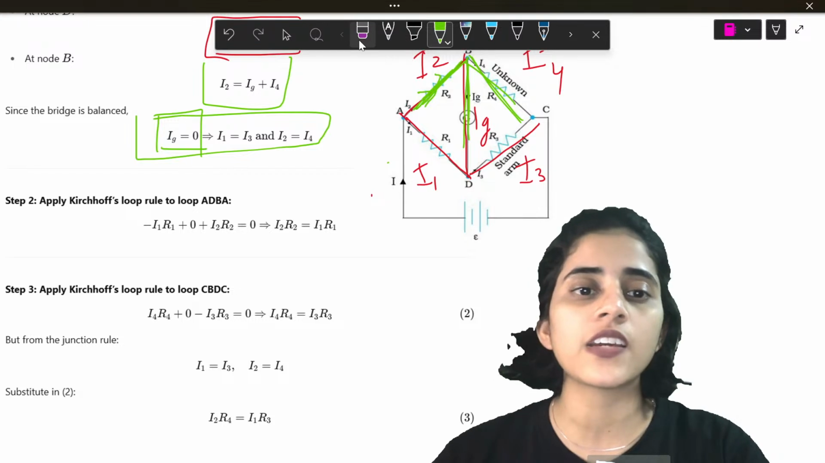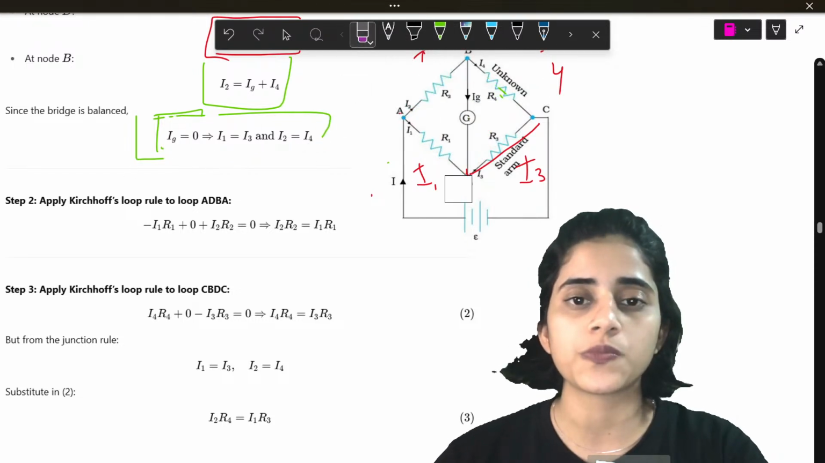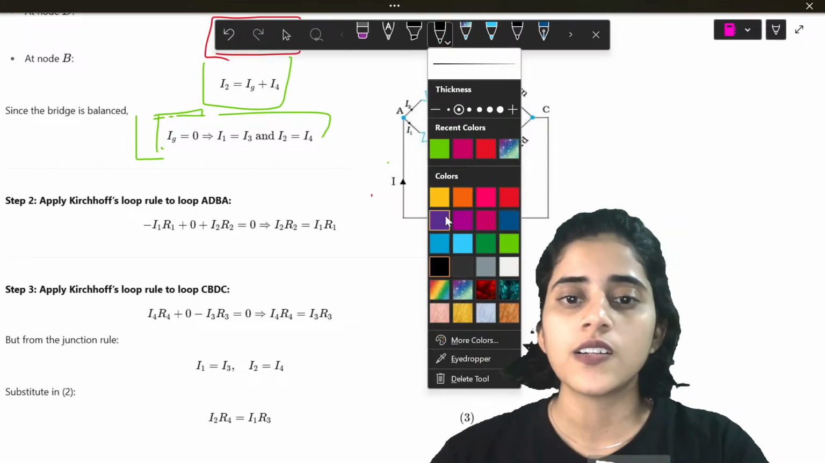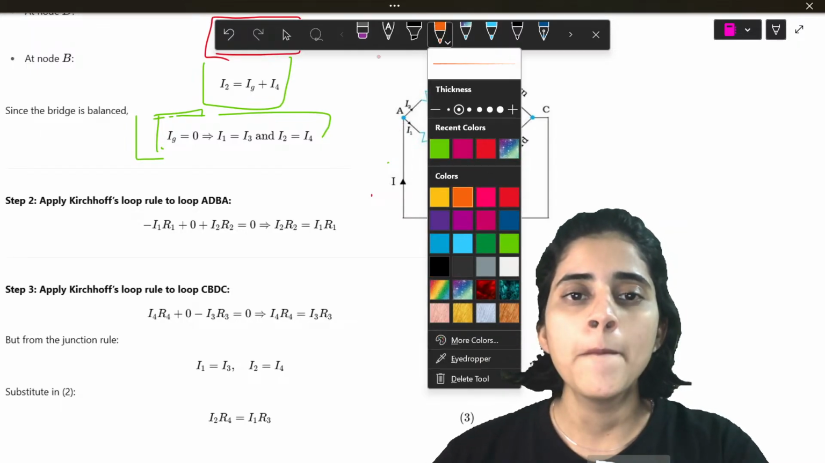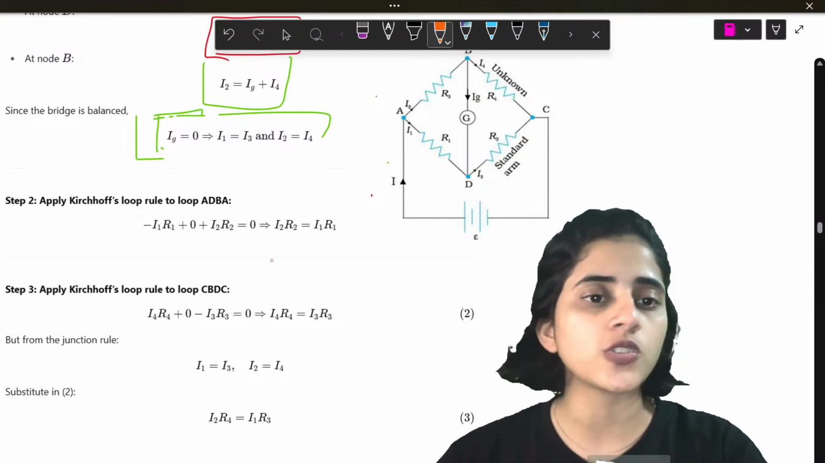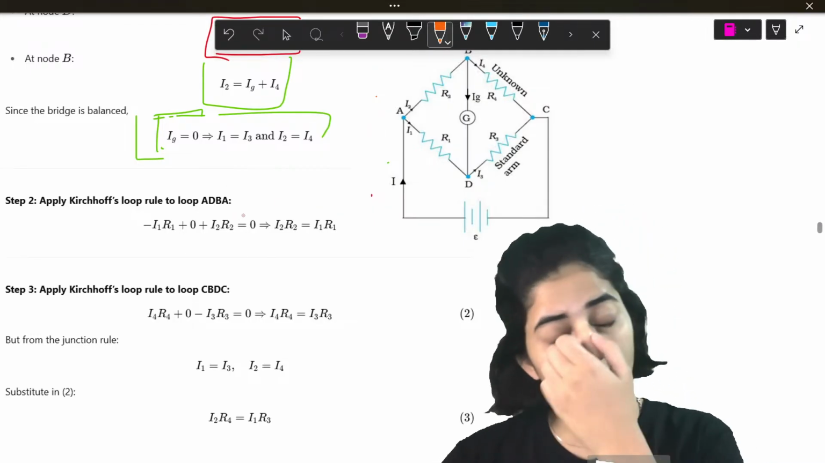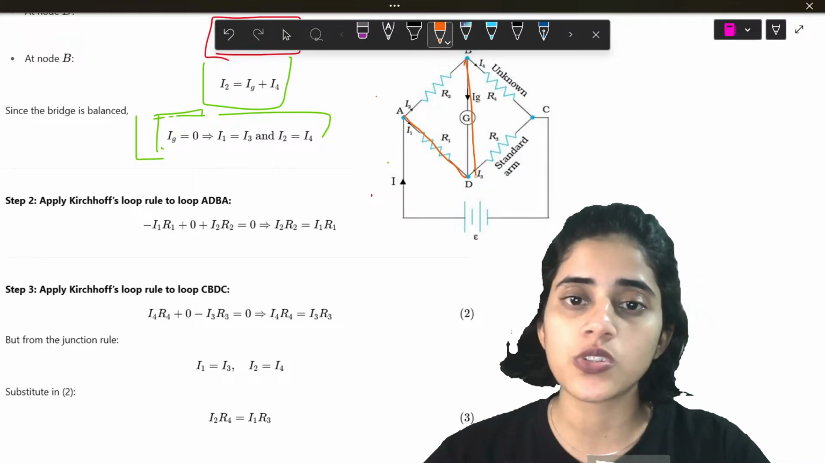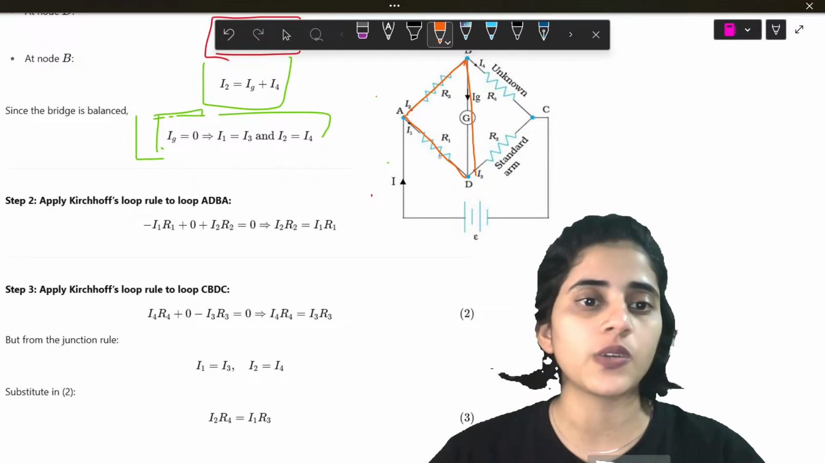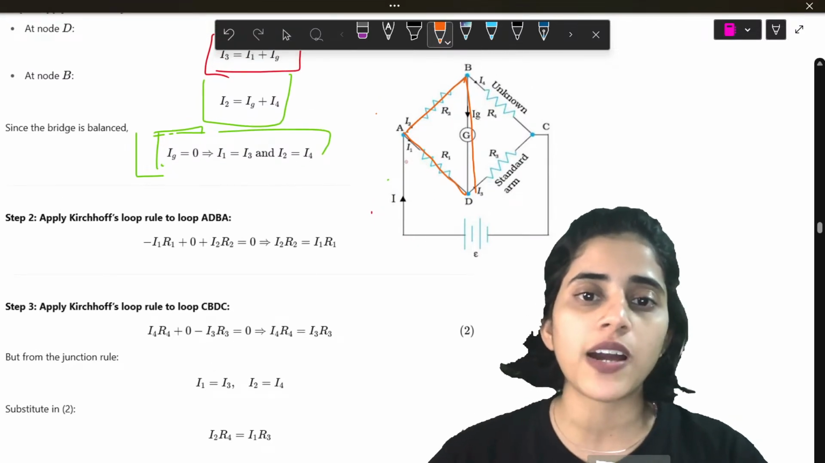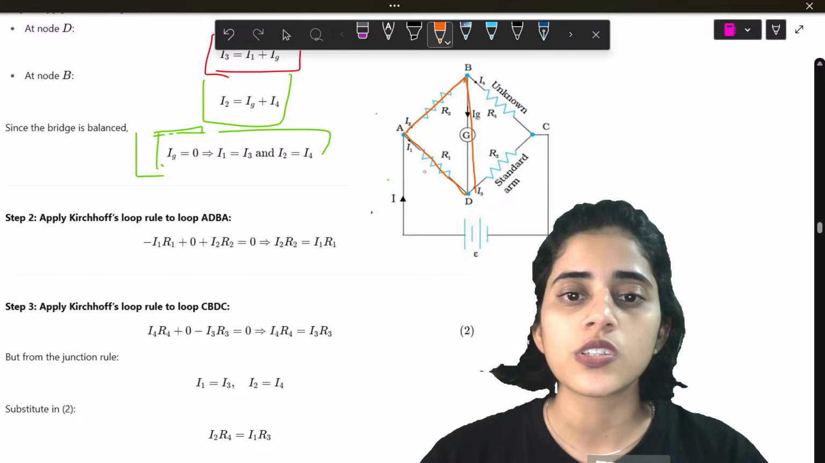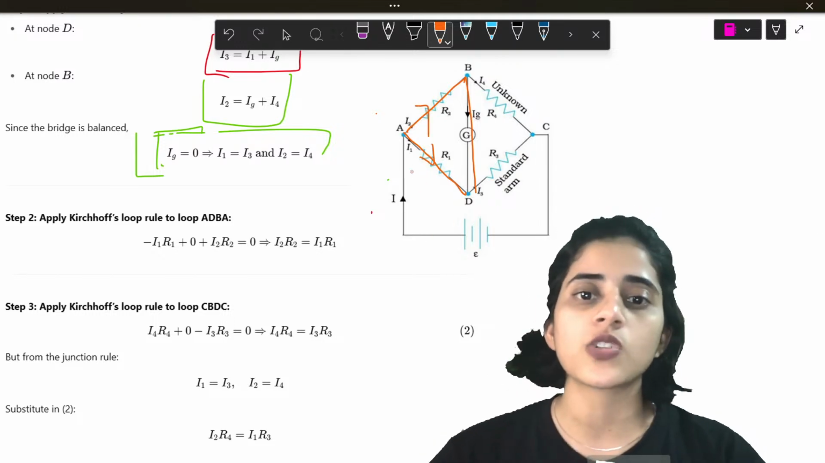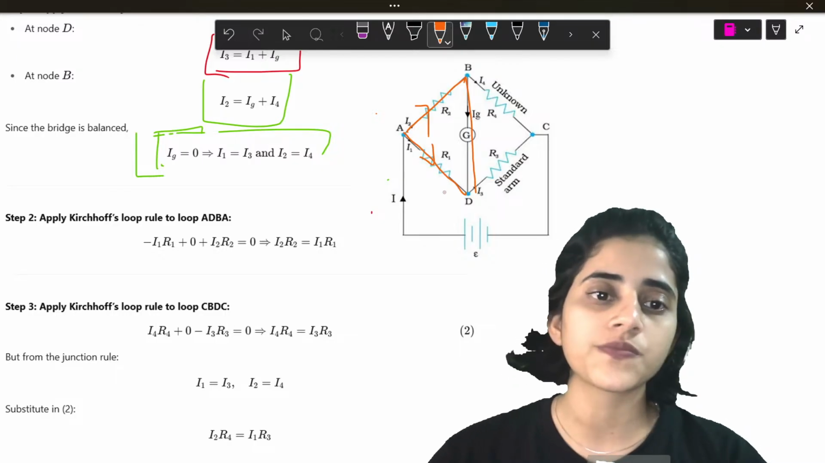Now let's apply Kirchhoff's law to the loop ADBA. To this loop we are going to apply Kirchhoff's law. Okay. So let's start. We'll start from I1. Yeah, these are the two directions of currents, right? So let's go along I1.